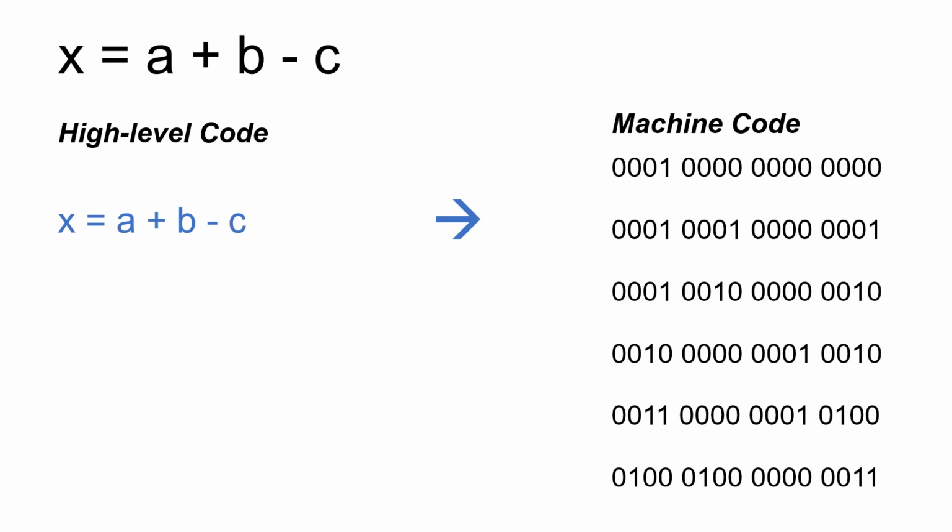Now, of course, as is the case with assembly, the computer does not directly understand high-level programming languages or high-level code. So in order for the computer to be able to understand the programmer's instructions, a program called a compiler or another one called an interpreter is responsible for translating the high-level code into machine code that the computer is able to execute directly.